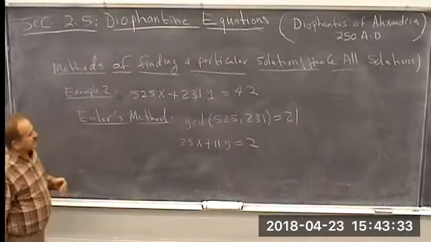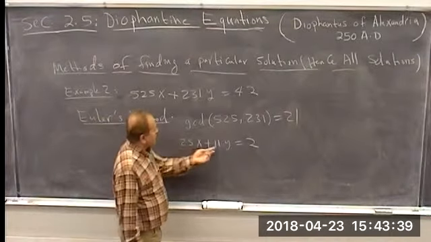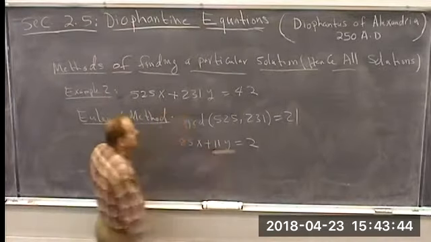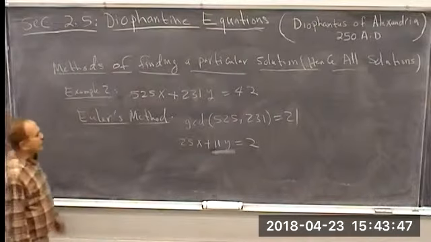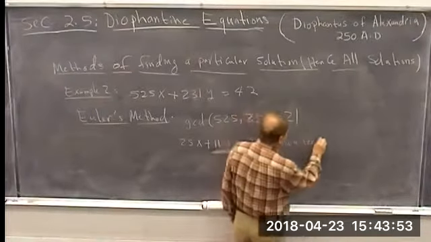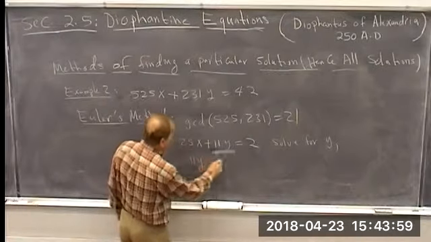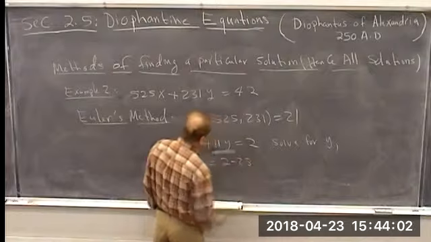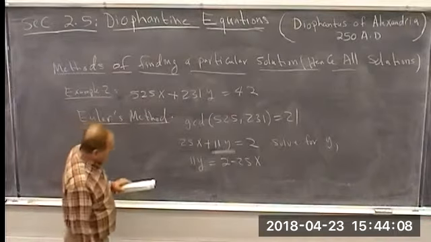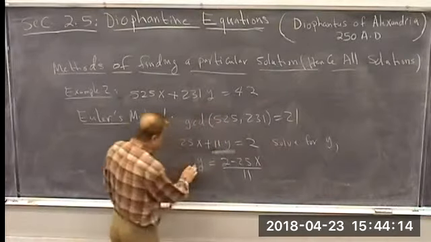Euler's method says, take the variable with the coefficient that is smallest in absolute value, which in this case is the 11y. And we're going to solve this equation for y. So what do we get? We get 11y is equal to minus 25x plus 2. And then I'm going to be dividing by 11 to solve completely for y. So we're going to divide by 11.